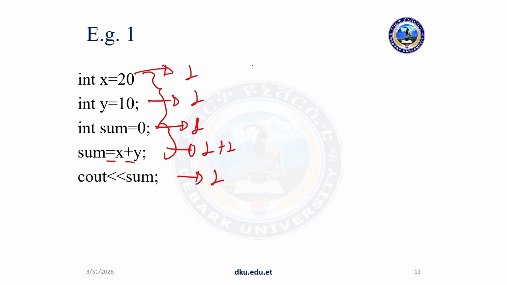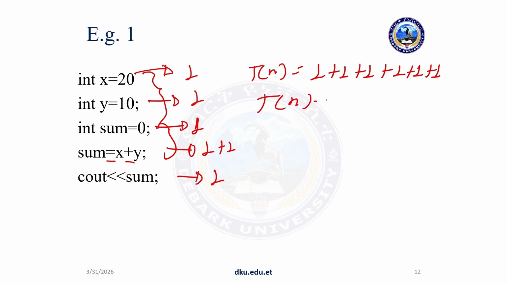Okay, let's sum up. So T of n, which is the time complexity of the function, equals 1 plus 1 plus 1 plus 1 plus 1 plus 1, right? So 1, 2, 3, 4, 5, 6. So T of n of this code is 6. So it is a constant time. It will take constant time. So this is the time complexity of this program.